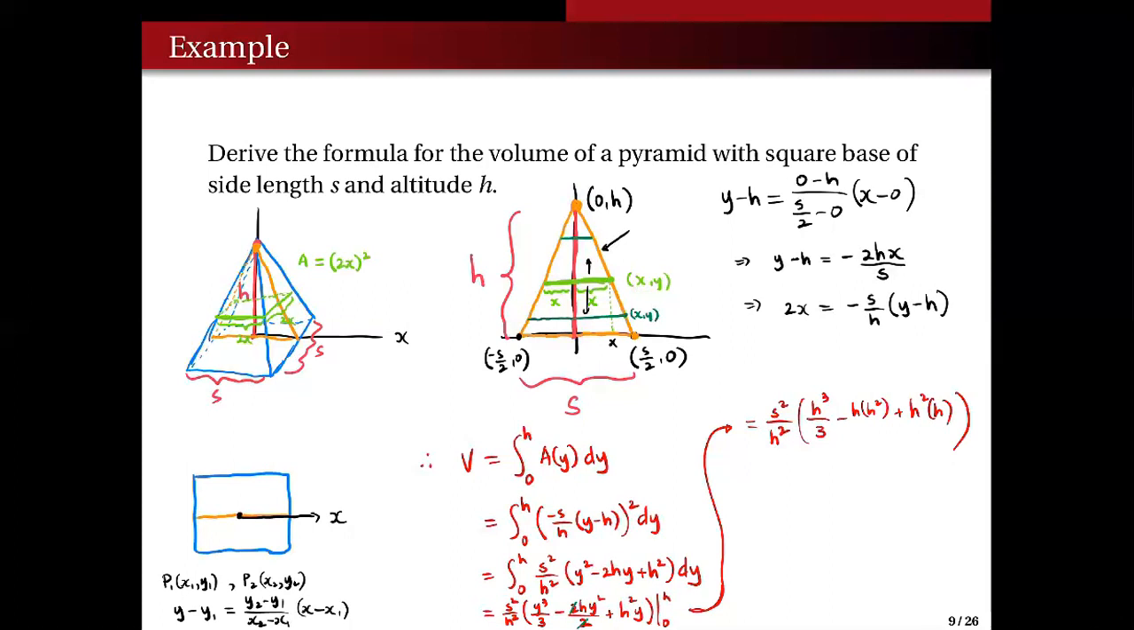But as you can see, again, this will cancel this. So we'll just have s squared over h squared times h cubed over 3. And if you simplify this, this is s squared h over 3. And this is precisely the formula for the volume of the pyramid. I hope you remember this formula from your secondary math or primary math. But this is the formula. Okay?